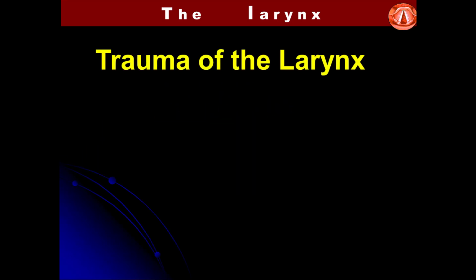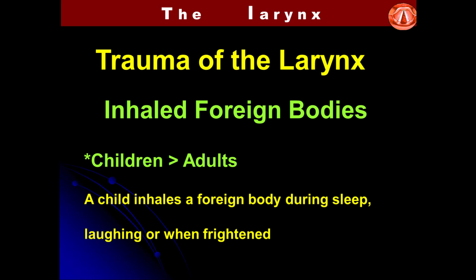Let's go to trauma of the larynx. Trauma of the larynx, the most important subject of it is the inhaled foreign body. Inhaled foreign body differs from a solid foreign body in that a solid foreign body is usually arrested at the inlet of the esophagus. An inhaled foreign body is usually aspirated through the airway, through the larynx, trachea, or the bronchi.